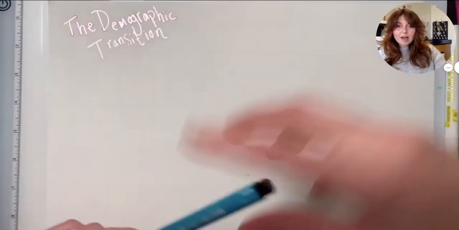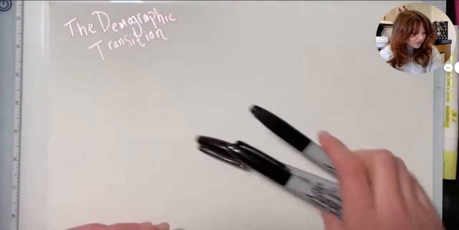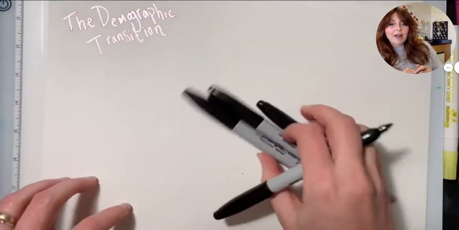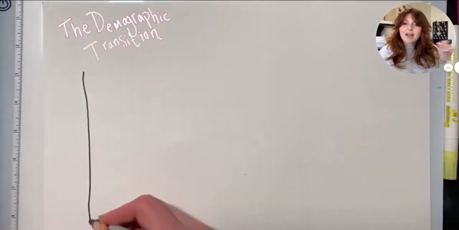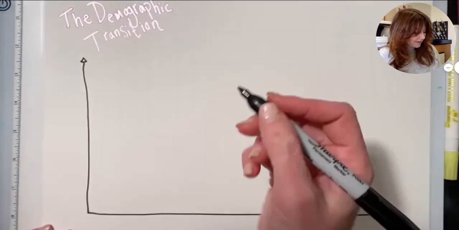All right, set your notebook up to say the demographic transition, and we are going to make a graph. So you need to have space to draw this out.